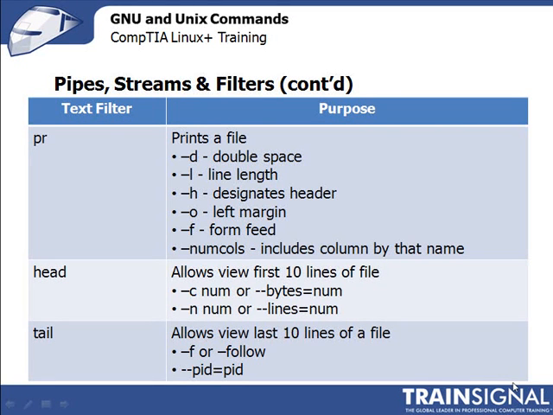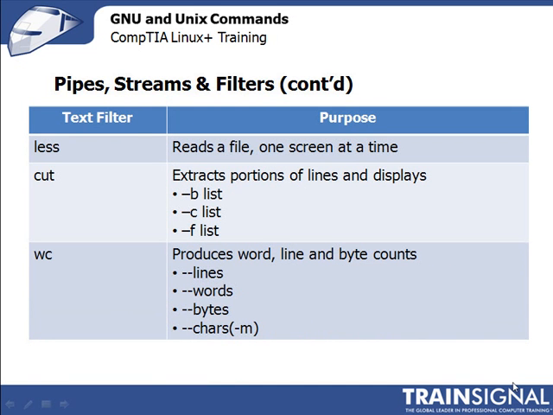Conversely, the tail command lets you view the last 10 lines of a file. Its options are -f or --follow, --pid=PID. The less filter we've used before, and if you recall, it lets you read a file one screen at a time. Cut will extract portions of lines and display them. Its options are -b space list, -c space list, and -f space list. wc produces a word count, a line count, and also byte counts.